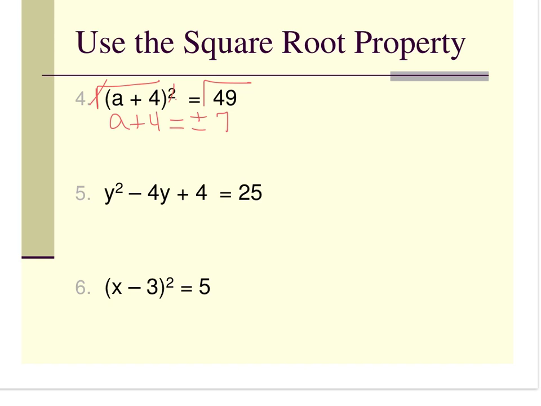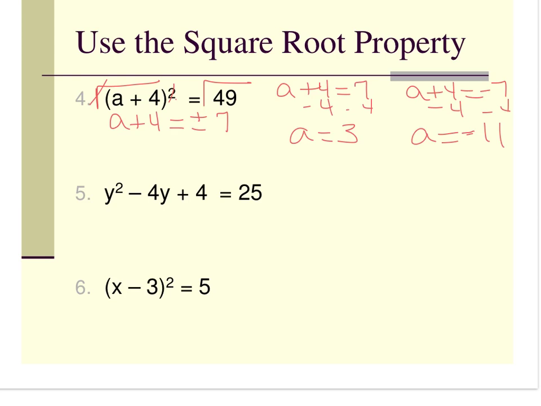So basically I have 2 problems here. I have a plus 4 equals a positive 7, and a plus 4 equals a negative 7. So when I solve both of these, I'm going to get a equals 3 when I subtract my 4, and I'm going to get a equals negative 11. So I have 2 solutions to this one.